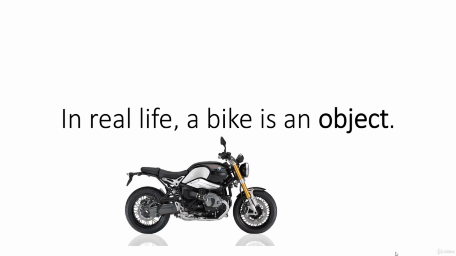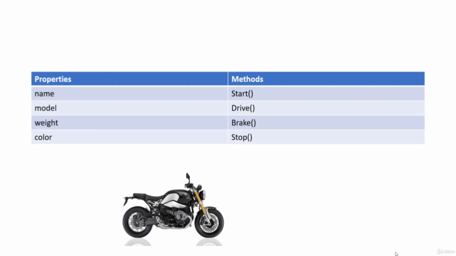We'll take a small example, which is the bike. In real life, a bike is an object. What you can see in the bike and what this bike does is all about the properties and methods of that object. You can also take a car, or any animal, which have their own properties and methods.